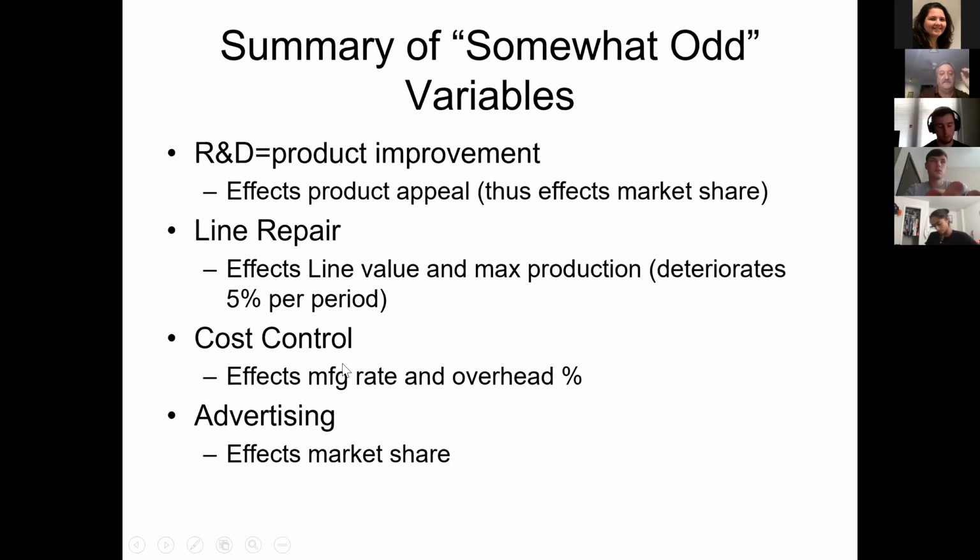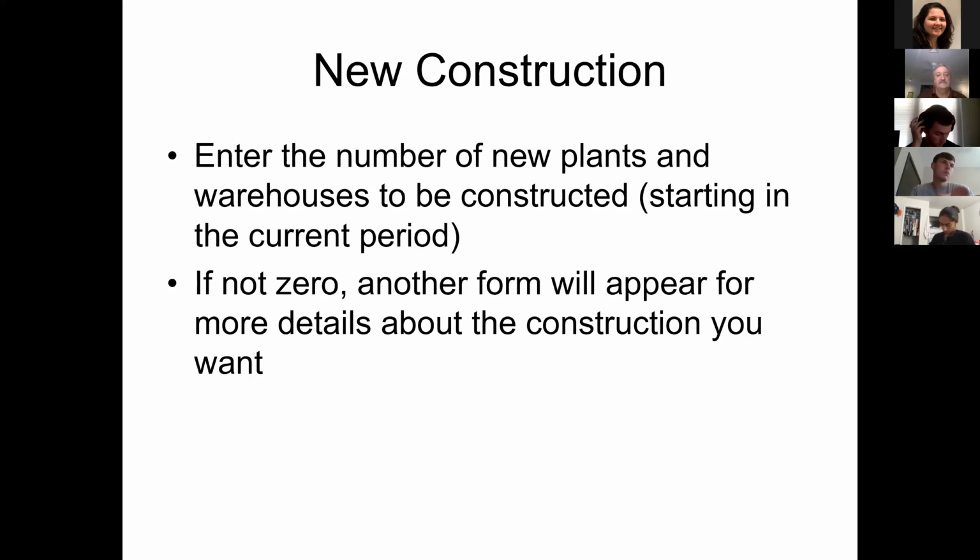Cost control affects the manufacturing rate and the overhead, right? So investing in cost control will reduce your manufacturing rate. It actually makes it cheaper to produce units. If you don't invest in cost control, it will become increasingly more expensive to produce. Again, advertising affects market share.